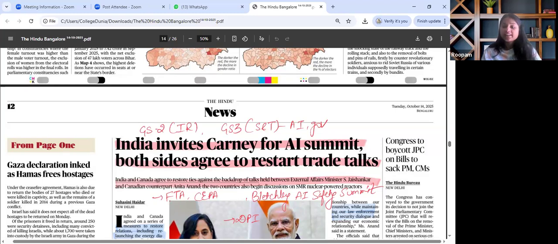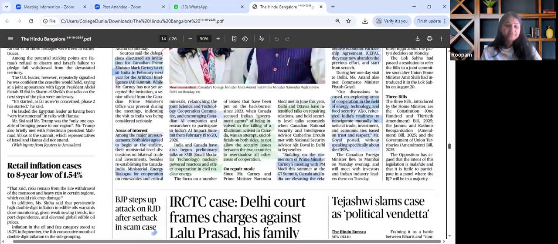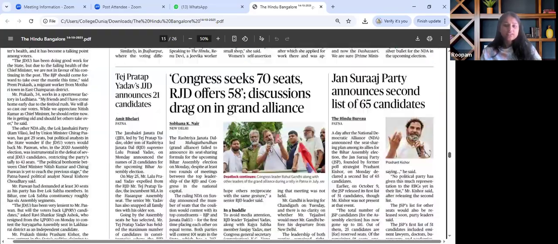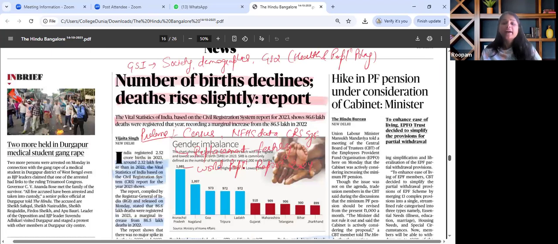The next important article in the paper is about the census growth rate and death rate. The number of births declines, deaths rise slightly, says the report. Relevant for GS Paper 1, Indian society and demography, and GS Paper 2, health and population policy. From a prelims perspective, we can supplement several arguments by quoting reports such as the National Family Health Survey, that is the NFHS, and CRS data, the latest Civil Registration System data.